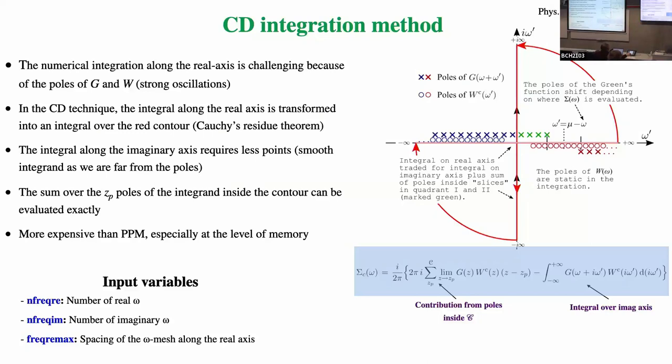Do you use a uniform sampling of the frequencies or some algorithm? Along the imaginary axis, there is a Gauss-Legendre mesh, and along the real axis is a linear mesh. Because indeed you have a cutoff here, and then the number of points you want to sample.